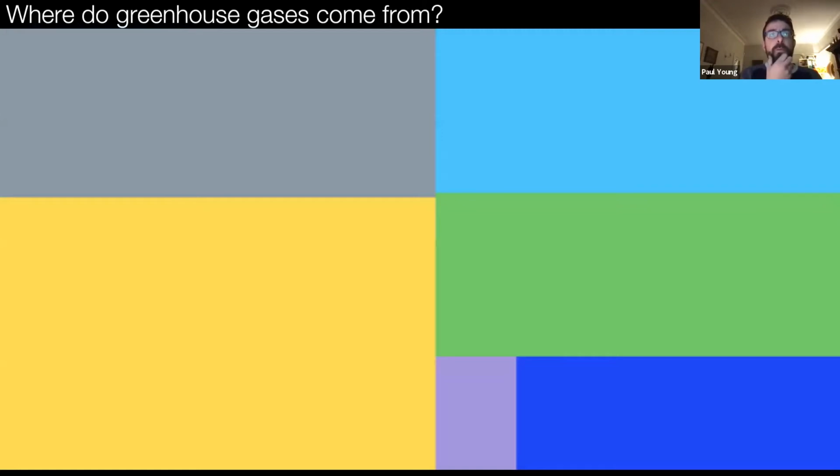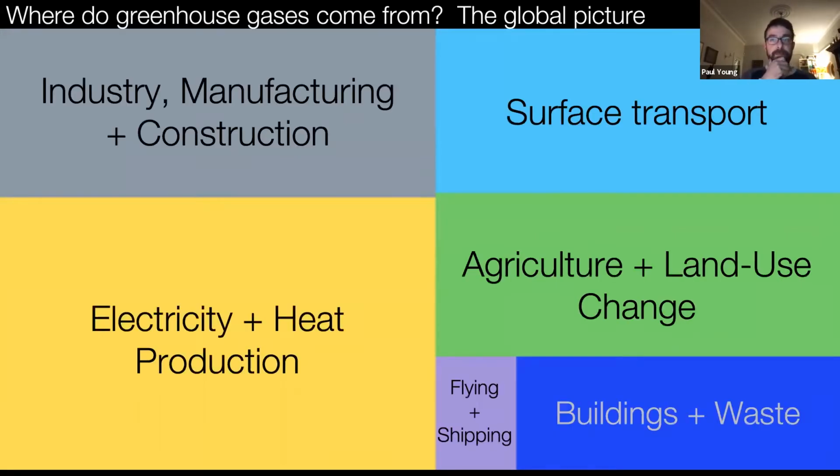So we can also ask, where do all these greenhouse gases come from? We can do an assessment, as scientists and economists actually can work out what are all the different activities that we're doing, and how much are they contributing to the amount of greenhouse gases in the atmosphere? And if we were to think about the global picture, we get something that looks a little bit like this.